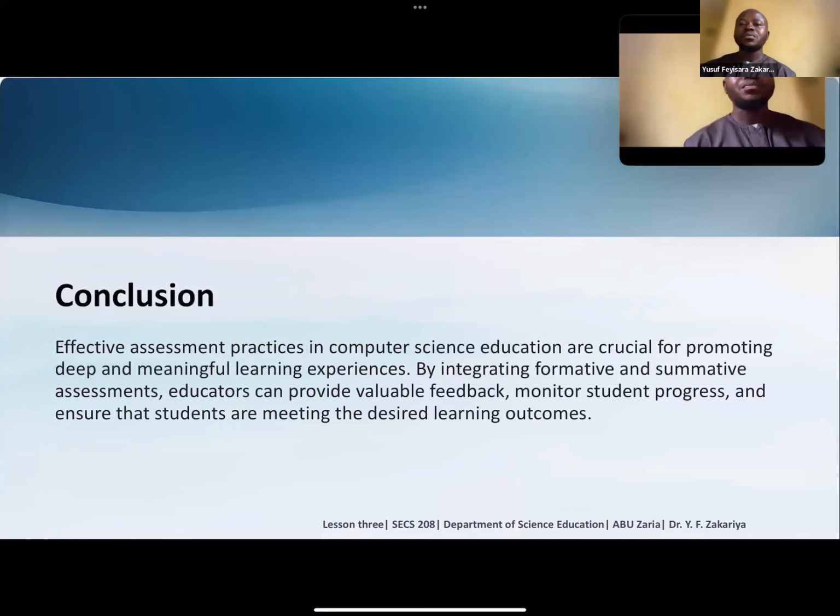Take note. So in conclusion of this part of the lesson, effective assessment practices in CSE are crucial for promoting deep and meaningful learning experience. By integrating both formative and summative assessment, you can actually provide valuable feedback, monitor your students' progress, and ensure that students are meeting the desired learning outcomes.